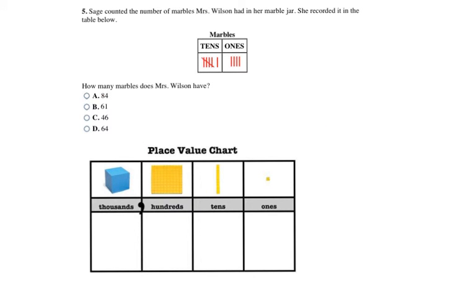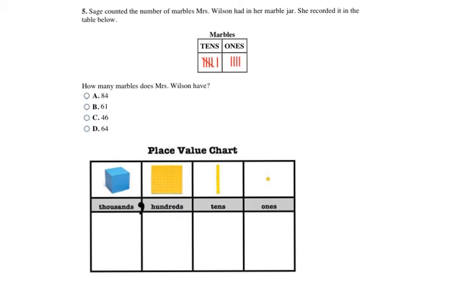This next question says, Sage counted the number of marbles Mrs. Wilson had in her marble jar. She recorded it in the table below. So she has her ones column and her tens column, and it wants to know how many marbles Mrs. Wilson had. So I need to count up the tallies in the tens column.